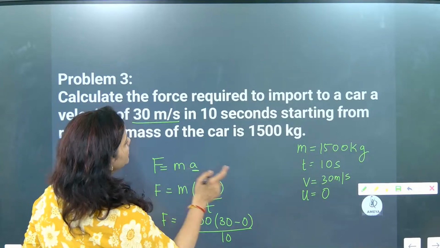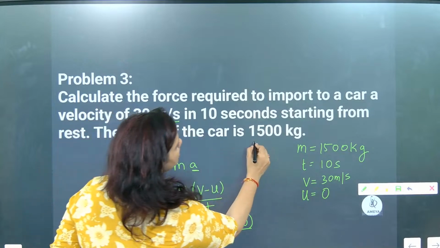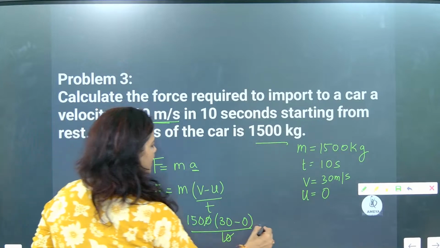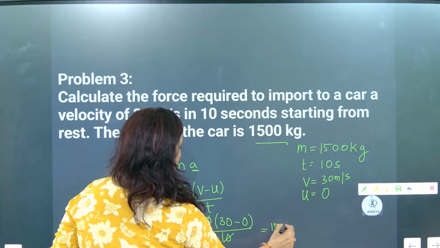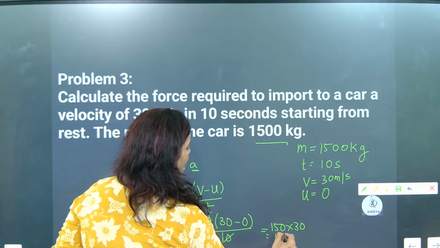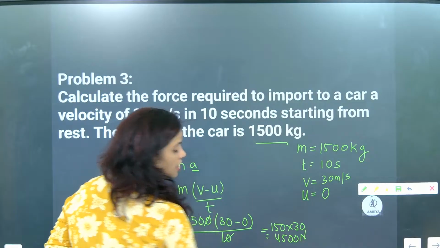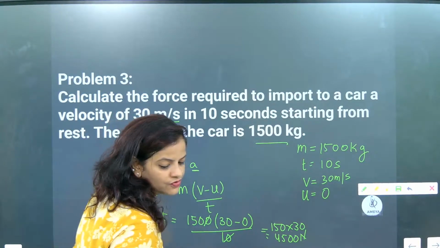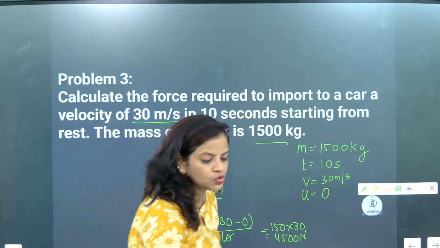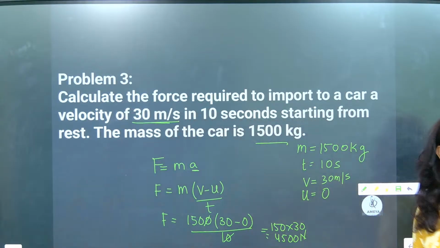So now all the units are the same, meter per second and kg. So here this 10 and this 0 will get cancelled. How much is coming? 150 into 30. So it will come 4500 Newton. What is the answer? 4500 Newton. Well done, children. The answer is absolutely correct. Super performance. Very good. Shall we go for the next question, please?